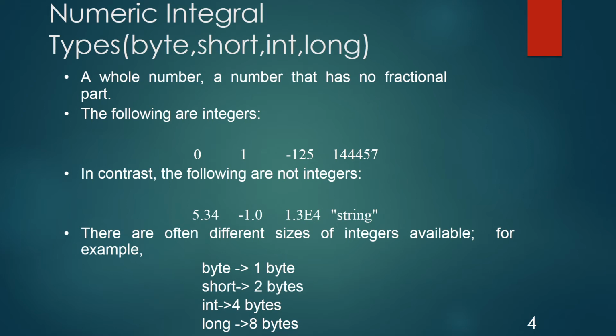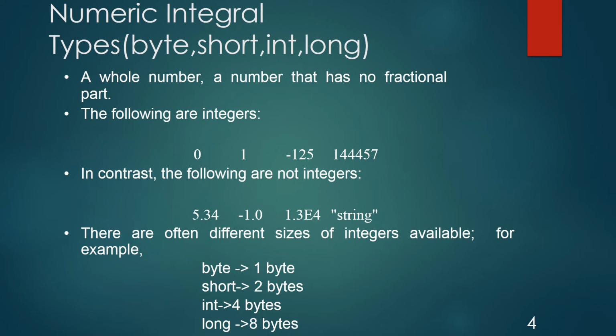Next, in contrast, the following are not integers. 5.34 contains a decimal point, so it is not an integer. Minus 1.0, and .1.3 are also not integers as they contain decimal numbers. A string enclosed in double quotes is a string data type, it is not an integer data type. Now, the different sizes of integers available are: a byte variable can store 1 byte, that is an 8-bit value.